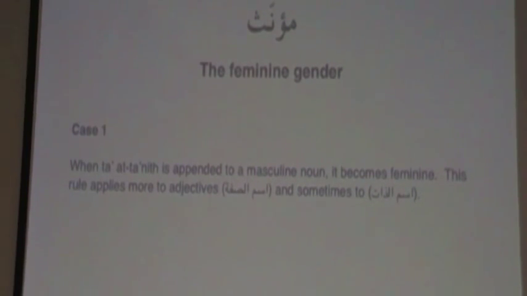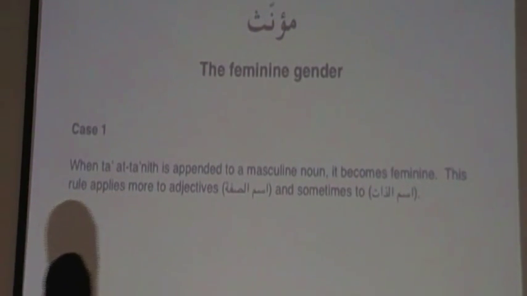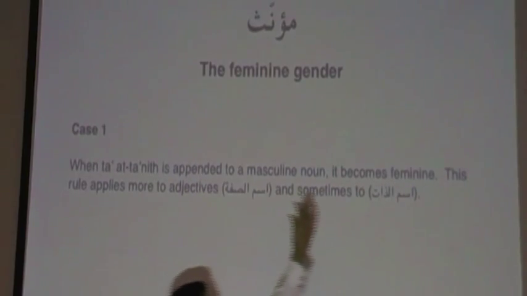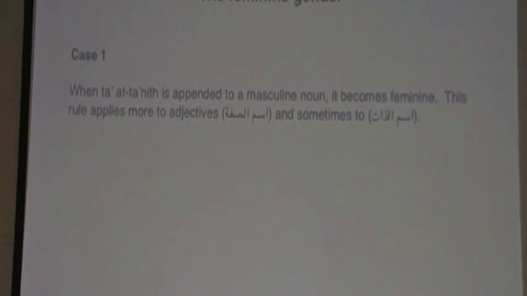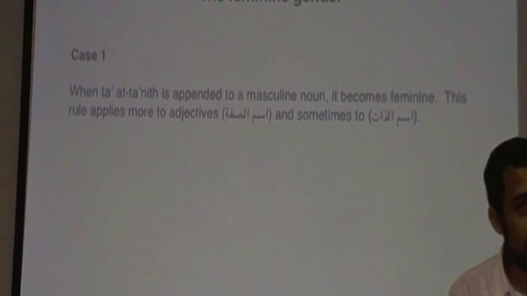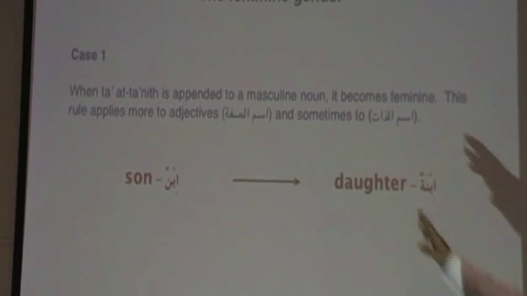Everybody with me? So when ta at-ta'nith is appended to a masculine noun, it makes the masculine noun feminine, and this rule applies more to adjectives than to nouns, but sometimes it can be found in both. The basic idea is that you can take a masculine noun and make it feminine by adding ta marbuta. Ibnun, ibnatun. Hasanun, hasanatun. Tayyibun. Rajulun. So there we have ibnun, and then ta marbuta is added on and it becomes ibnatun.